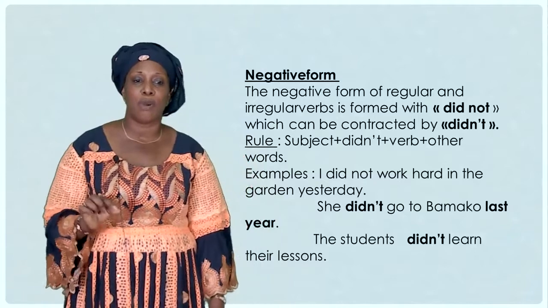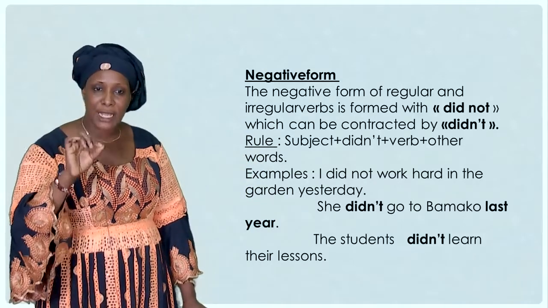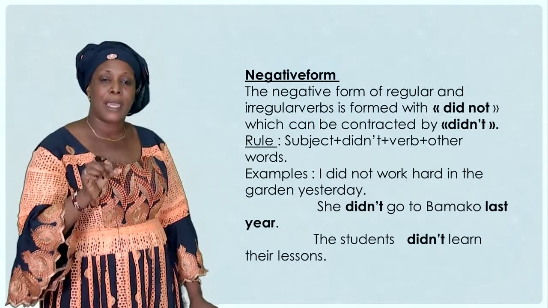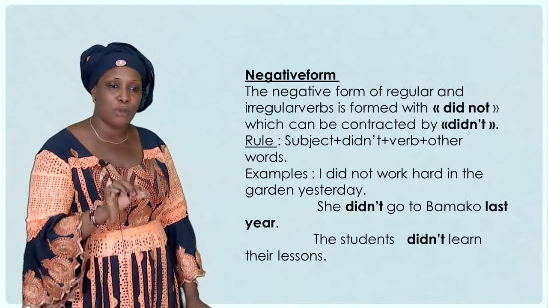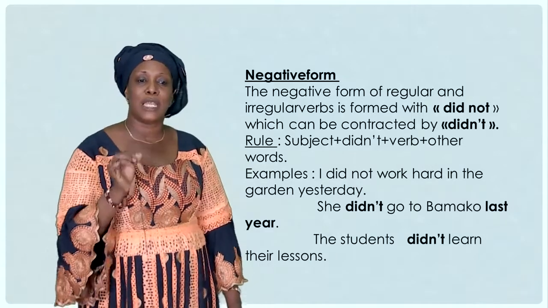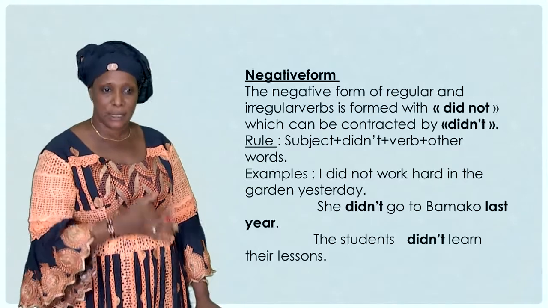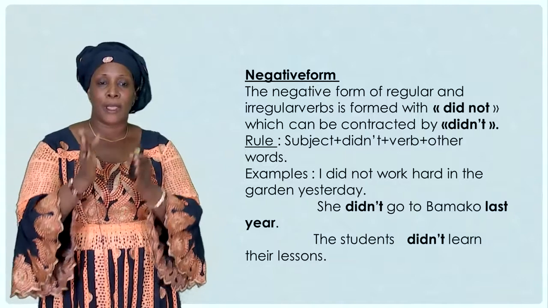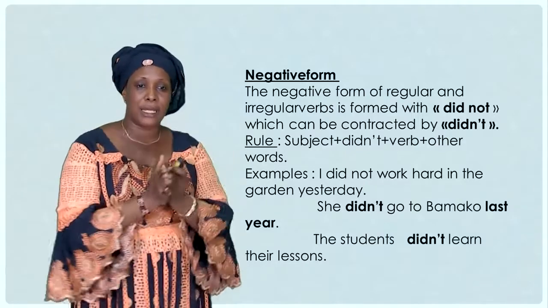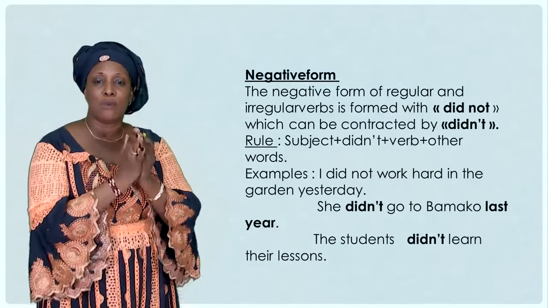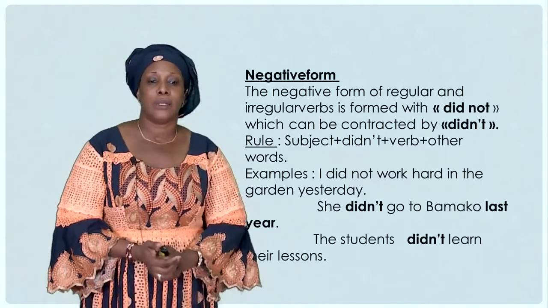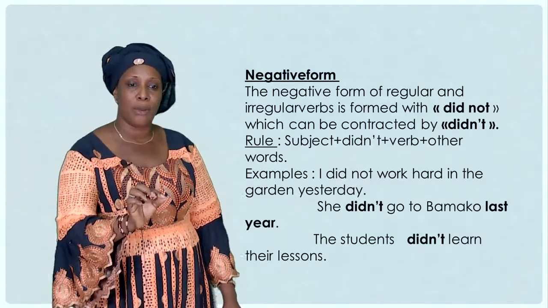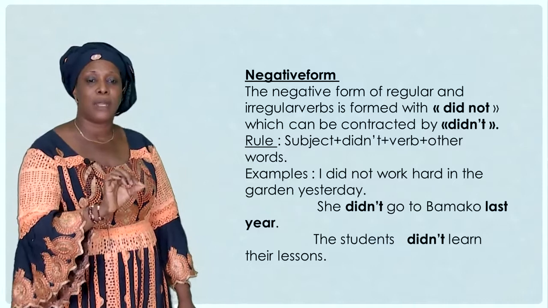The negative form of regular and irregular verbs is formed with did not, which can be contracted to didn't. Here, the negative form of the regular and irregular verb has the same rule too. Okay, good. The rule is subject plus didn't plus the verb plus other words.